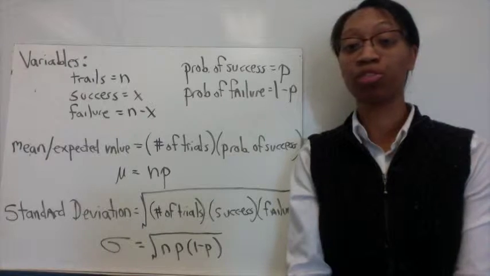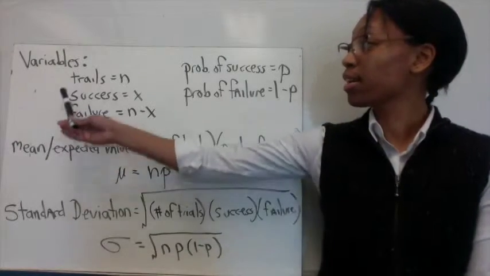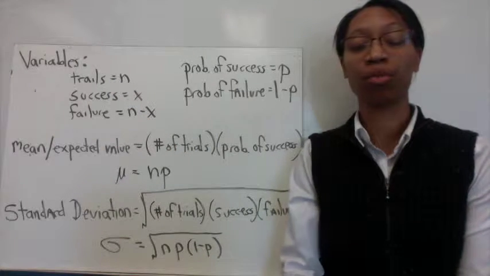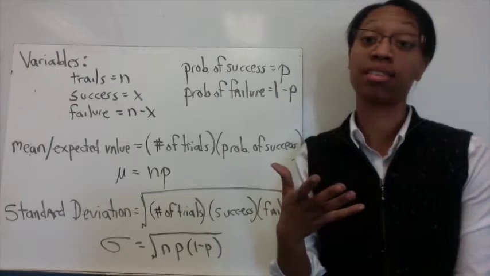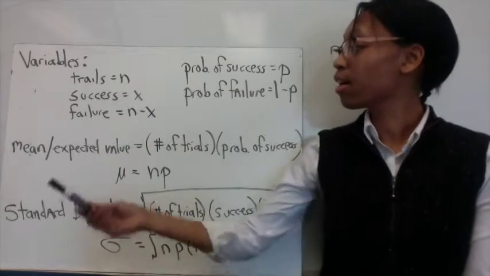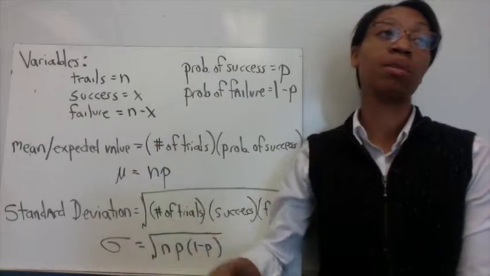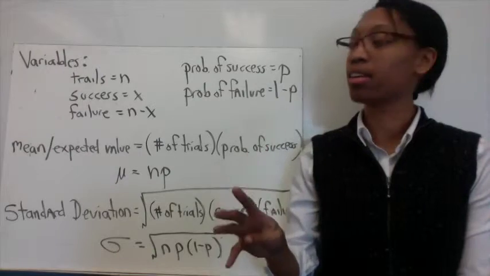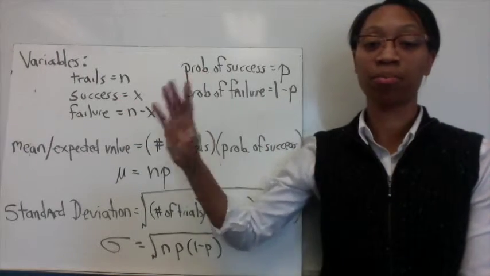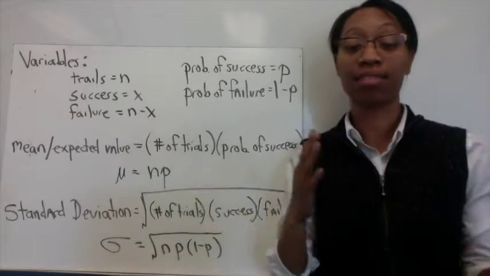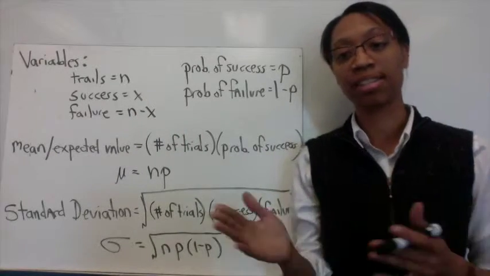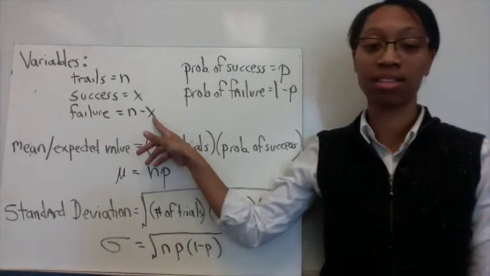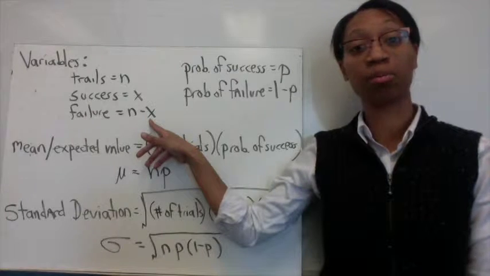All right, so some general variables we're going to use in our formulas. We're going to let the number of trials be n. Okay, and so let's say you flip a coin 10 times, then 10 is the number of trials. Successes are going to be x, so maybe let's say success for me is getting heads. Maybe I got 4 heads out of 10, so my successes would be 4. The failures, well, if I had 4 successes, I must have had 6 failures. And how did I get that? That's the total number minus the successes. So n minus x will give me the number of failures.